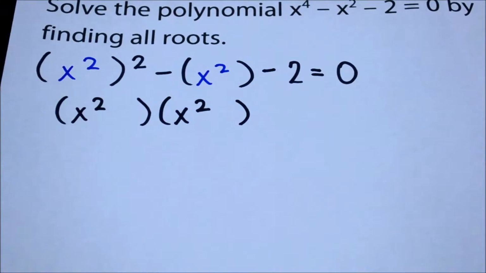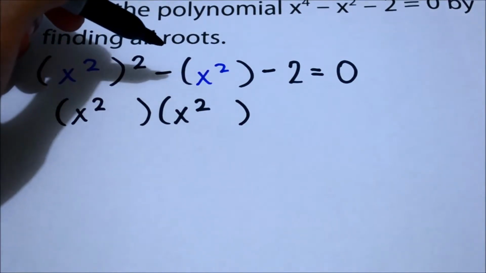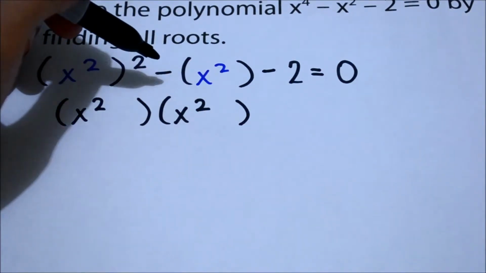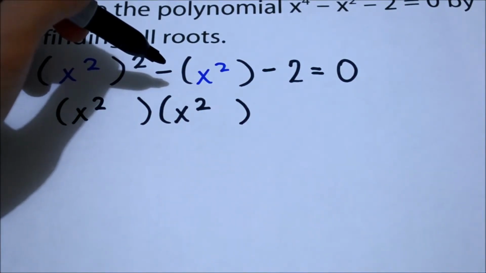Now, we must find the missing terms. Pick two numbers that have the product of c, which is negative 2, and when combined together, have the sum or difference of b, which is negative 1. You can solve this in your mind or use the star factoring method to find the missing numbers.